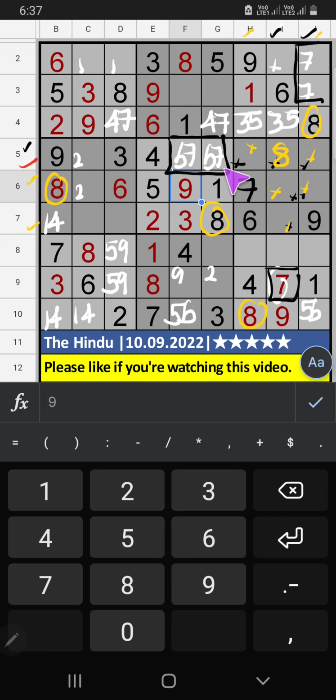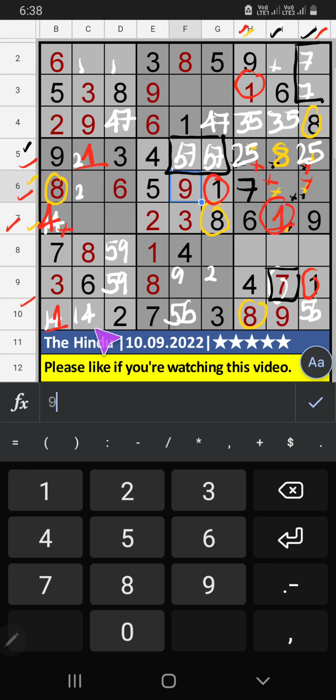Fifth row, 3 numbers are remaining, 2, 5, 1, column H, column J, we have 1, so 1 can't come in these cells, then 1 is confirmed here. Then only 2 numbers are remaining, 2 and 5, it will come in one of the 2 cells, we will confirm later. Sixth row, we have 1, so 1 can't come in these cells, then 1 is confirmed here. Seventh row, we have 1, so 1 can't come in the cell, 1 is confirmed here, then 4 is here.